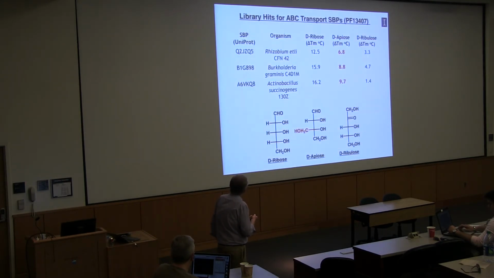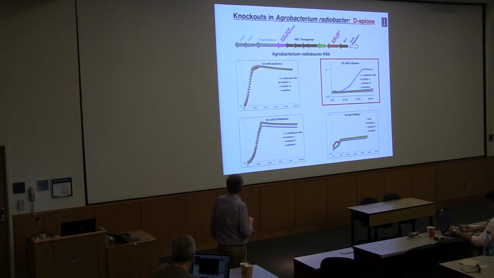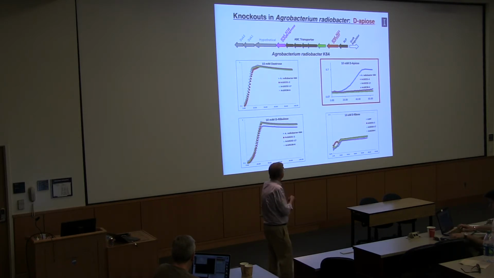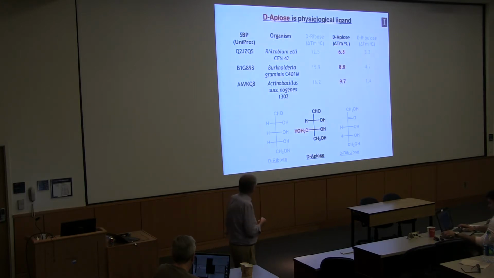Okay, so these bound apiose, but they also bound ribose and ribulose. So we did the knockouts of the genes encoding the transporters, solute binding proteins, and also some pathway enzymes. And then we challenged these, or used apiose, ribose, and ribulose as potential carbon sources. And it turns out apiose was the one that was affected. So D-apiose was the carbon source, all right, is the solute binding protein ligand.